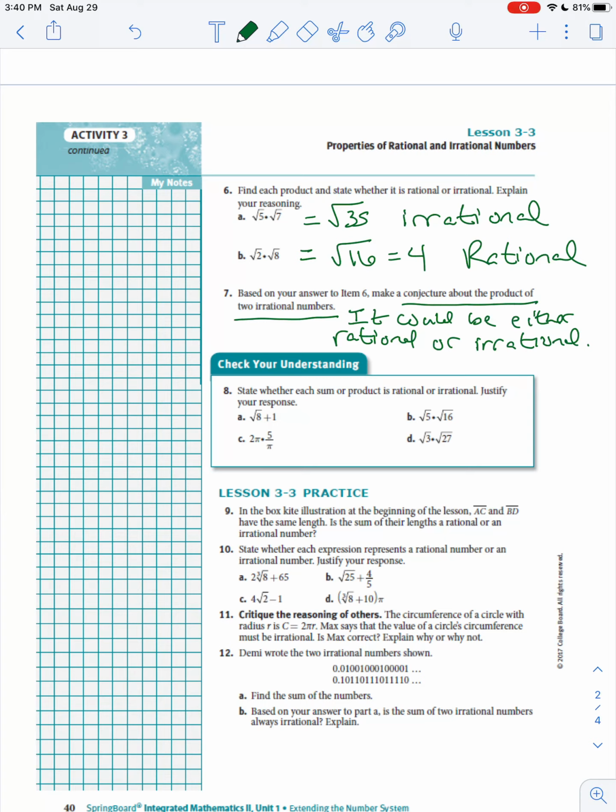Okay, so it's kind of a short little lesson, just a quick review of rational versus irrational. Your Check Your Understanding question 8 has 4 parts, and then you have practice to do. So if you could work on 8 through 12 and highlight or star any that you need to ask for help on, and I will see you during Zoom to answer those questions.